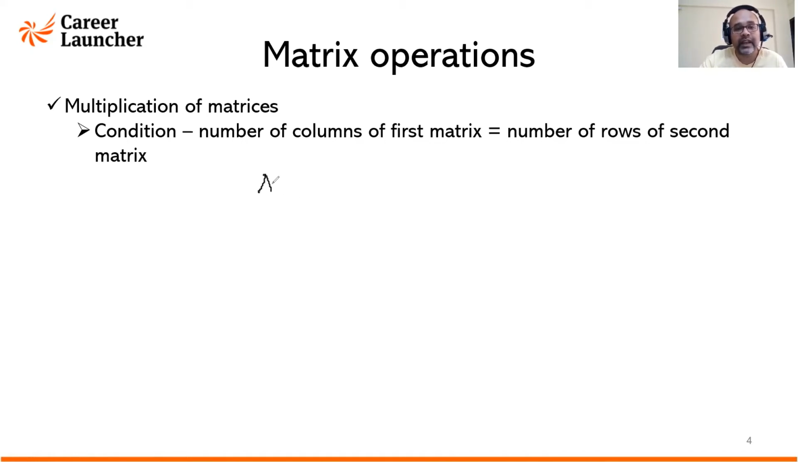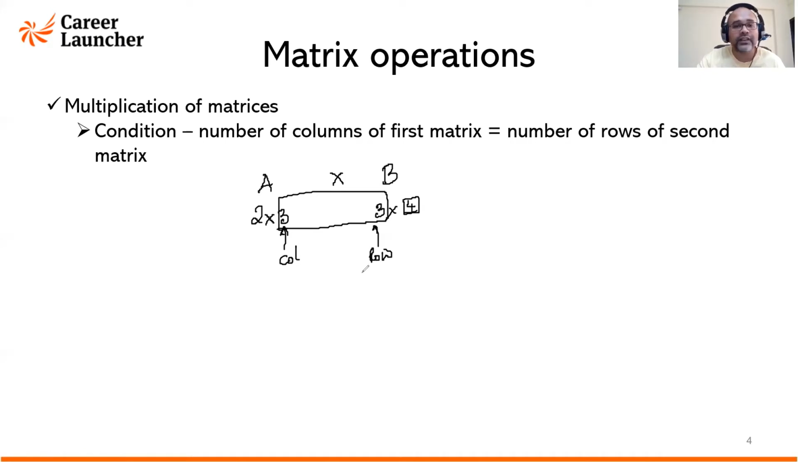If you have a matrix A of the dimensions 2 by 3, then you are multiplying with the matrix B. The dimensions of B should be 3 into something, anything can be there. But the point is, the columns here should be equal to the rows here. So these two should be same. It could be a 3 by 4 or a 3 by 2, whatever it is, doesn't matter. But the columns of the first and the rows of the second should be same. If they are not same, then multiplication is not possible.